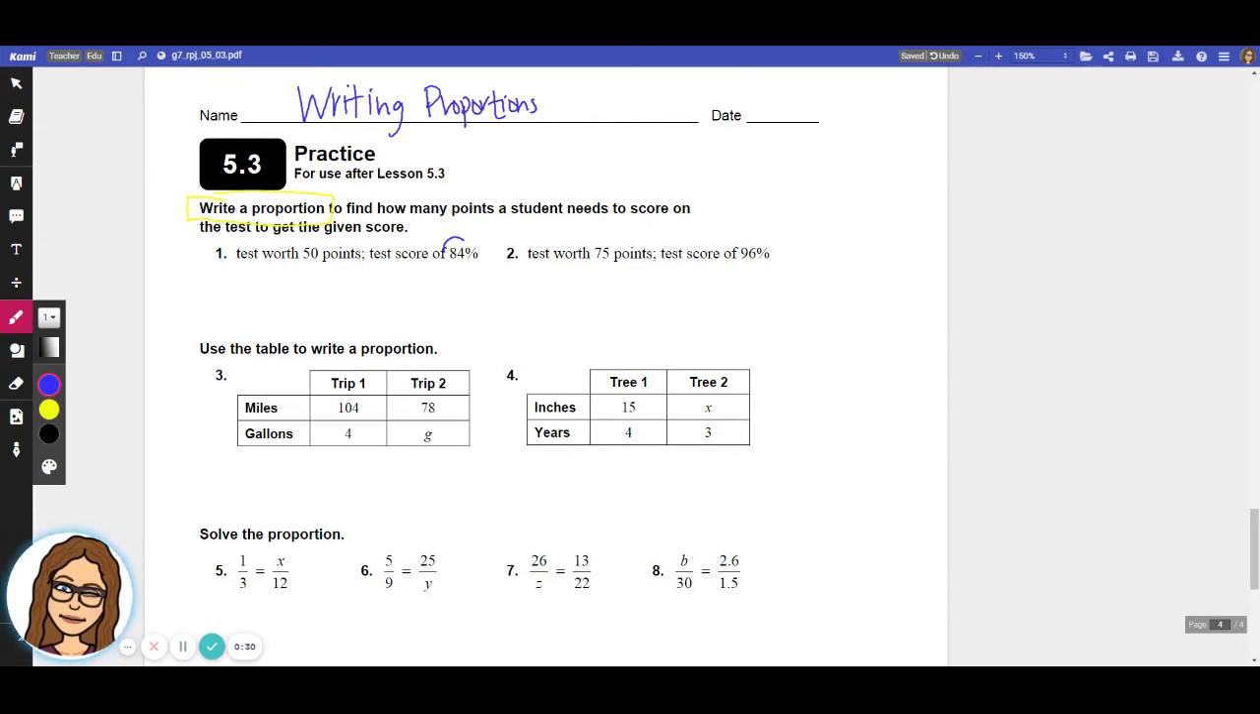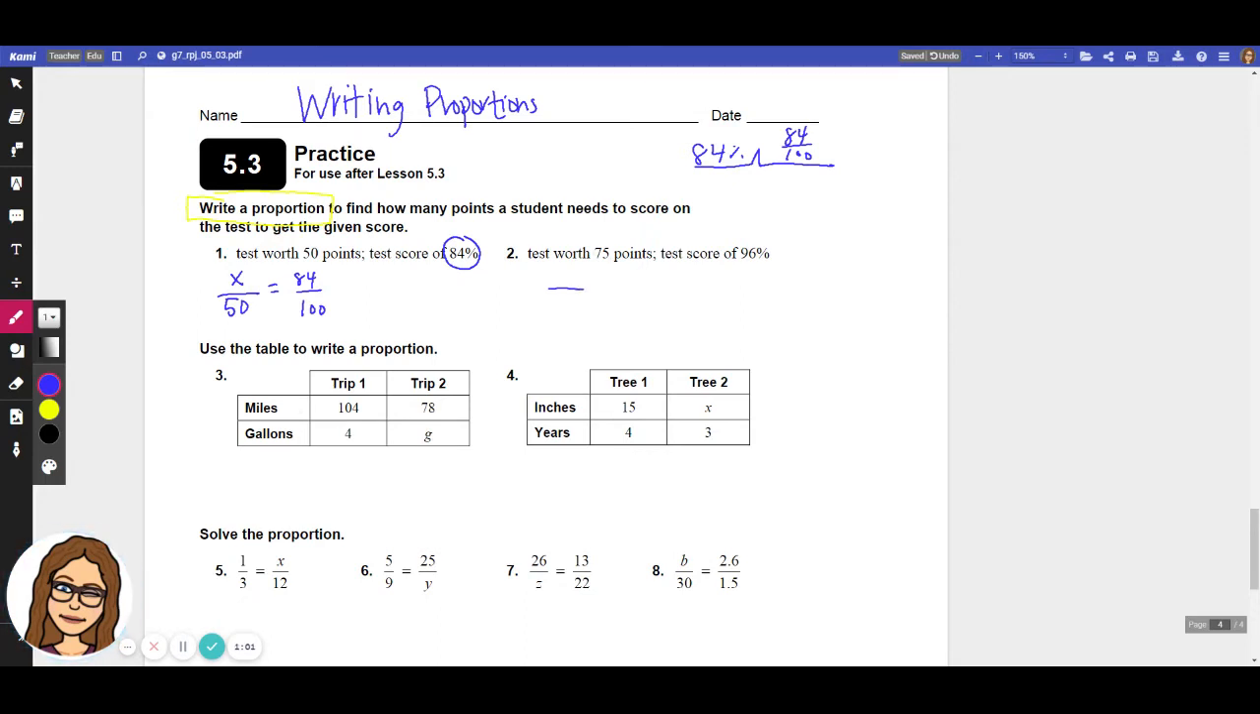Let's do a quick little percentage review. This is 84%. So we want to be able to write that as a ratio, which would be 84 out of 100. Remember, percent is per 100. So we know that the test is worth 50 points. It's out of 50 points. Okay, we do not know how many points we need to get in order to get that 84%. So that would be the proportion setup. You don't have to go any further than that. It's just setting it up.